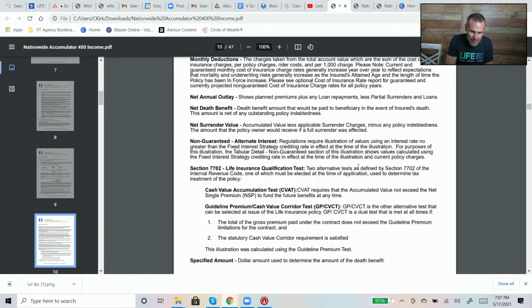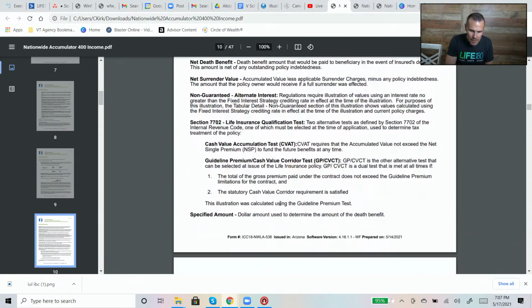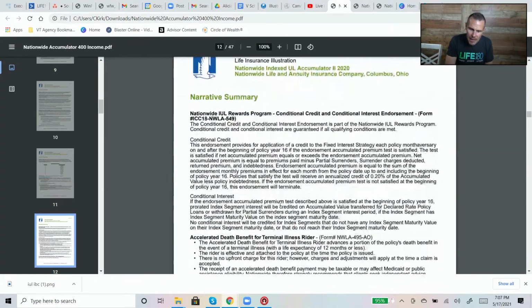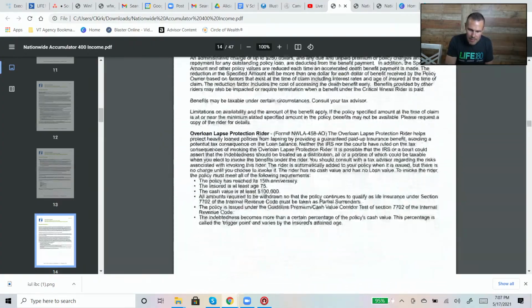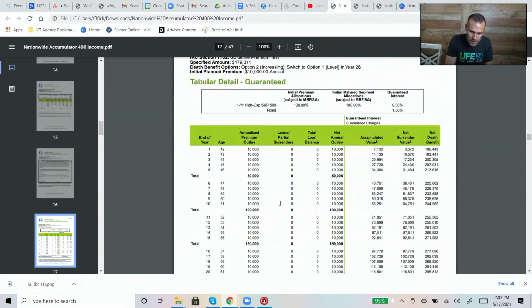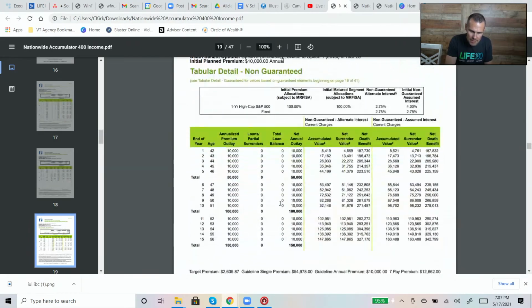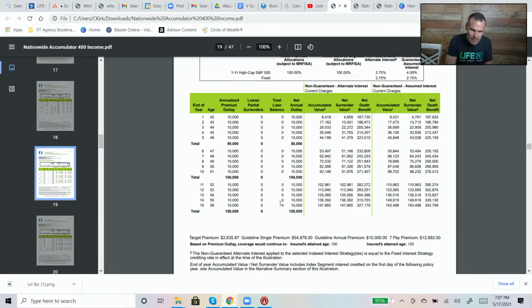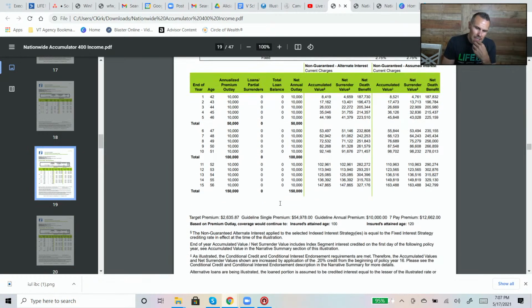So I'm not going to get into a lot of this. It talks about a lot of different stuff. I just want to get down to the pertinent parts of the policy. I'm not even going to go through the guaranteed part. I'm going to skip over this. I'm going to get to the non-guaranteed, which I think is important to get right to. Here we go. So here's the deal.